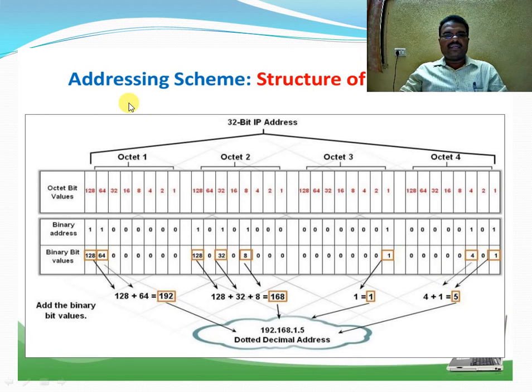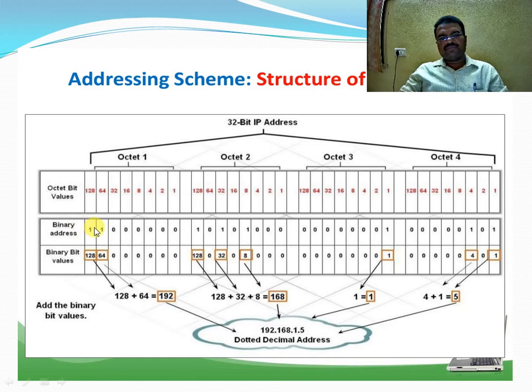So here also we can see the structure of an IP address. In octet 1, the values represented by each binary digit are 1, 2, 4, 8, 16, 32, 64, and 128. Like this, for each and every octet, we can represent the values here. And there are 4 octets, a total of a 32-bit IP address.